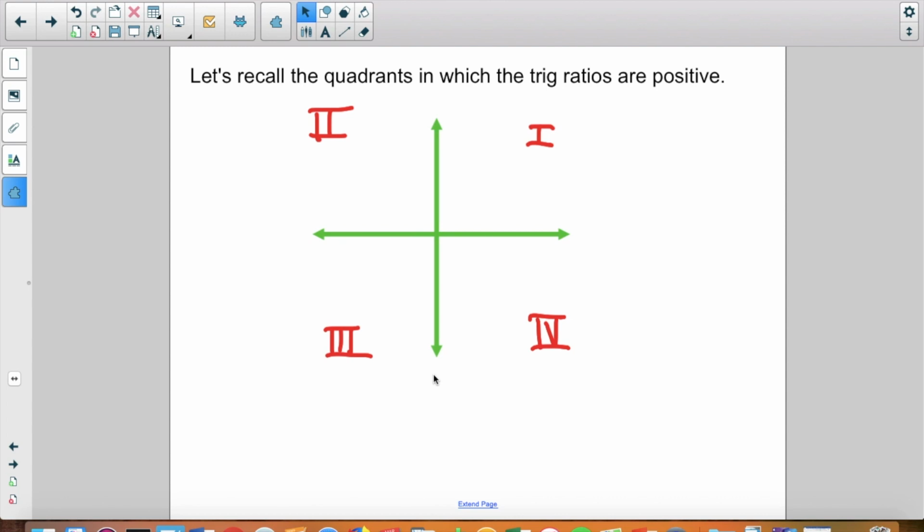So to figure out which are positive, we use All Students Talk Constantly. We start in quadrant 1. So we have an A in quadrant 1 that represents all trig ratios are positive. Then we have S, which represents that sine and its reciprocal are positive. Then we have T, which is tangent and its reciprocal. And then we have C, which is cosine and its reciprocal.